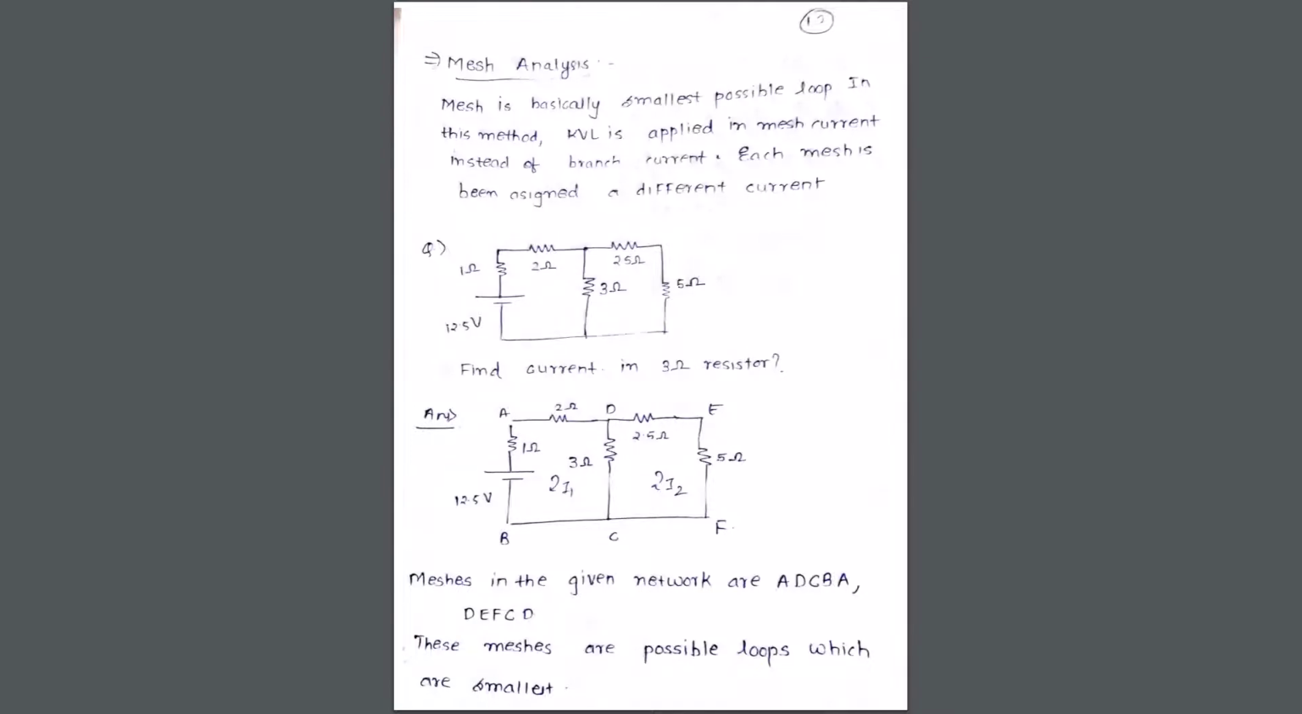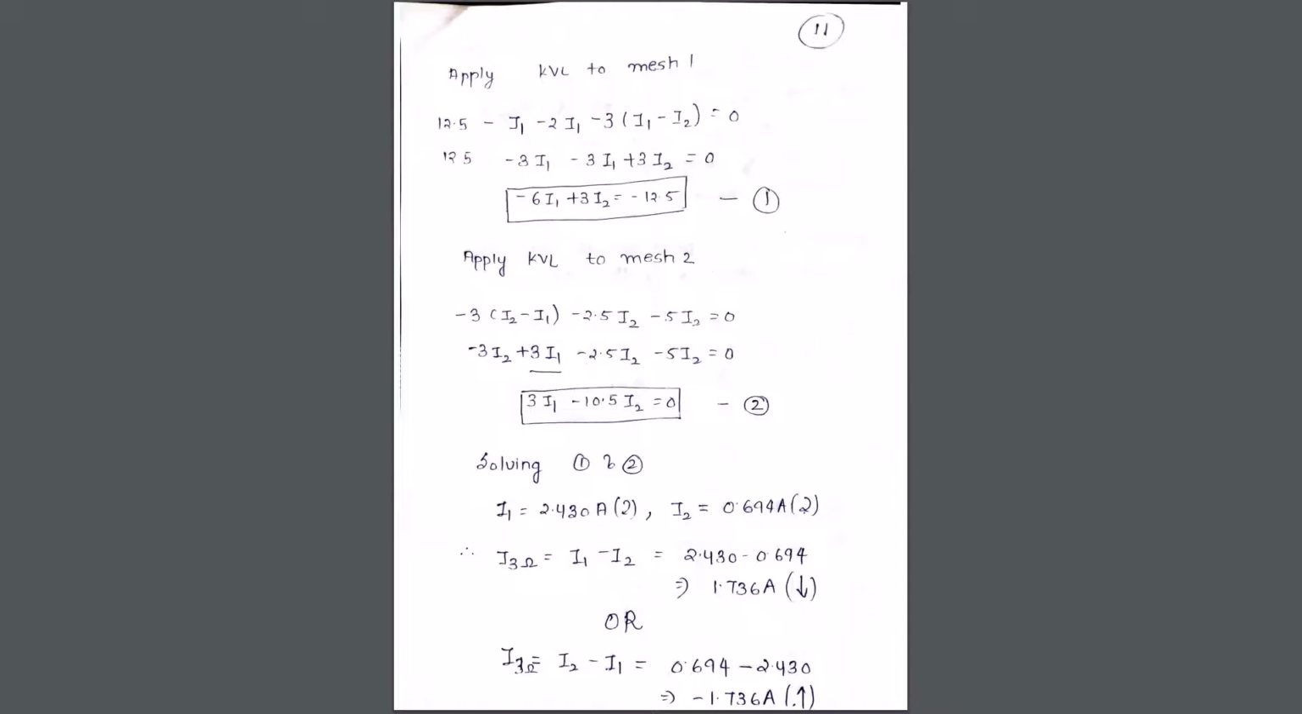Why is it not A, E, F, B, A? Because that is a bigger loop, and as I mentioned, my mesh is the smallest loop in the given circuit. So I have two meshes over here, mesh 1 and mesh 2. Now I have to find the current through my 3 ohm resistor. For that, I'll be applying KVL in mesh 1, and I'll be applying KVL in mesh 2. So let us see the first equation, applying KVL to mesh 1.